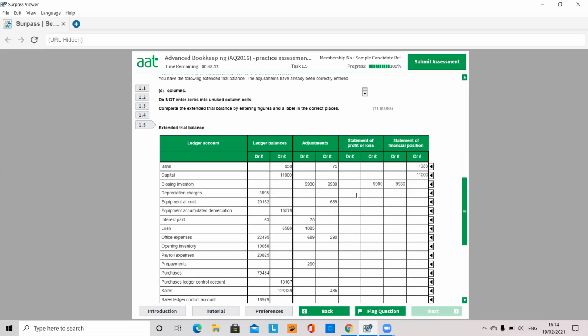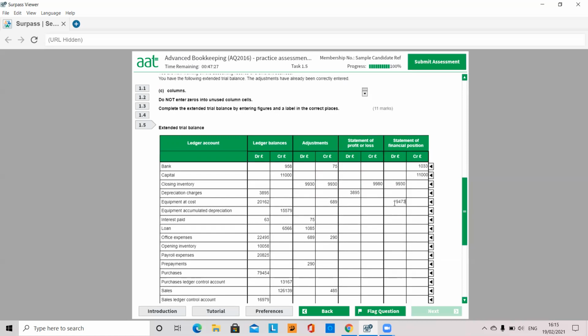Depreciation charge is an expense in the P&L. So that's 3895. Equipment, which I know that you know. So equipment, we've got a debit of 20,162, and we've got a credit this time of 689. So it was originally recorded in the ledger balance of 20,162. We've had to do an adjustment of 689, which therefore means that equipment at cost, as you know, which is a non-current asset in the statement of financial position, is now 19,473.